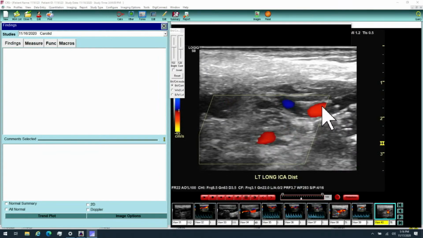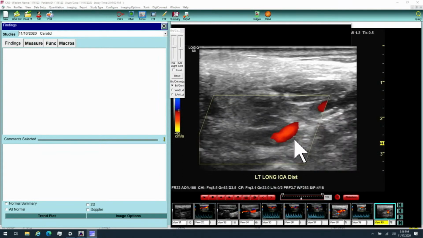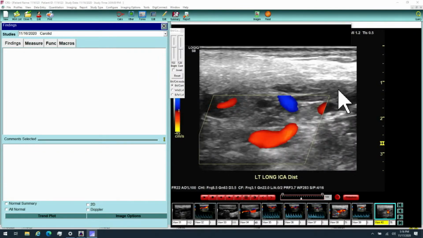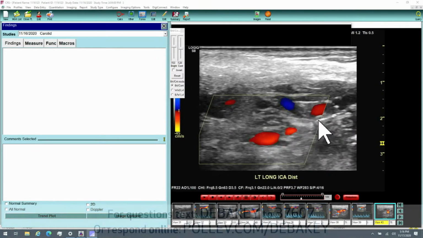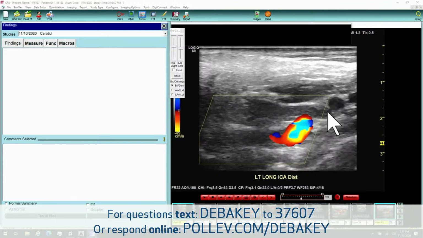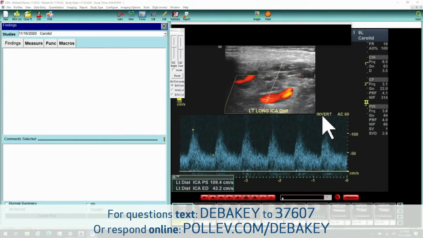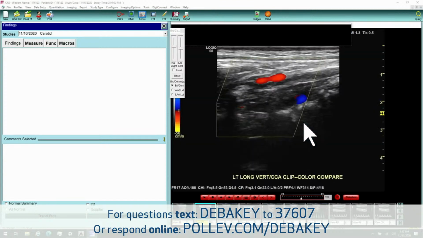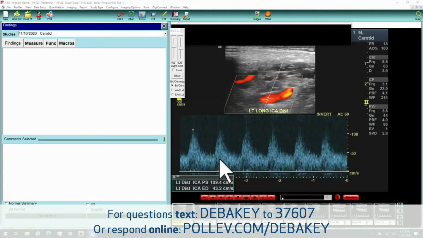And a distal sweep. So sometimes when I'm having trouble with getting all the vessel in one plane, then I have to do a sweep. 109 over 43. And let's look at that again.